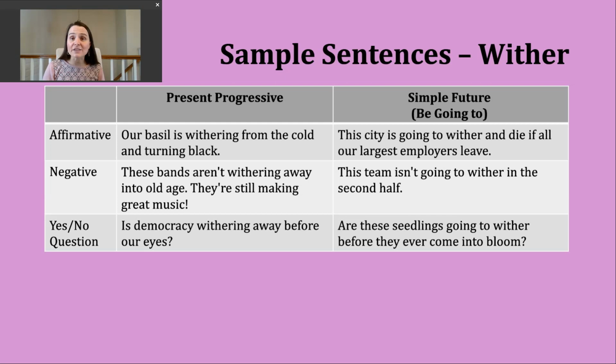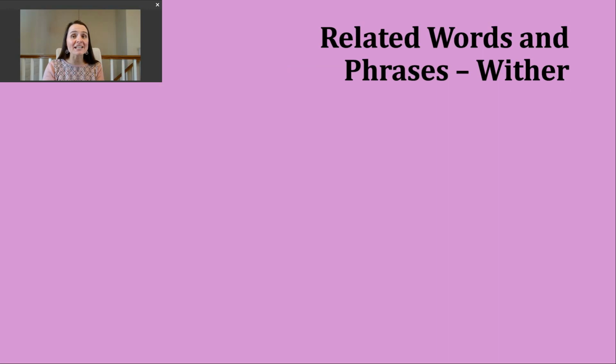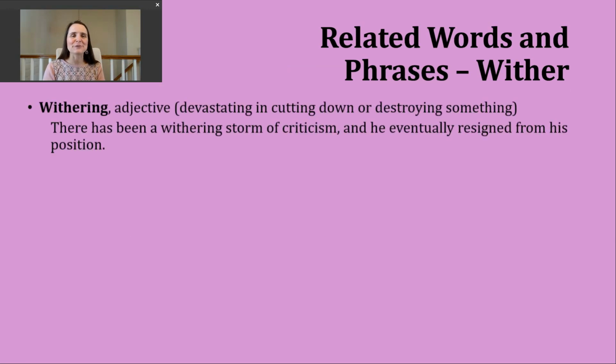Finally, we can ask a yes or no question in the simple future. To do this, we again start with a form of be, whichever form matches our subject. That subject comes next. Then we have going to and the base verb. Here's another example. Are these seedlings going to wither before they ever come into bloom? So again, here I might be asking someone to make a prediction. Do you think these little plants that are just starting to grow, are they going to die before they ever bloom?